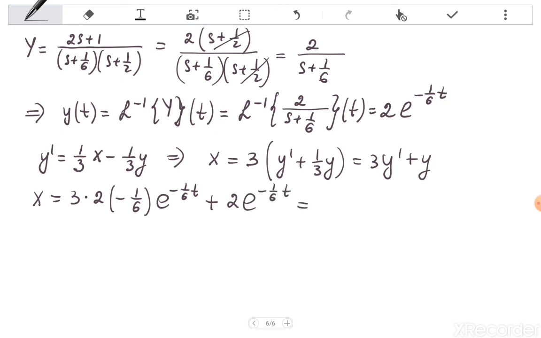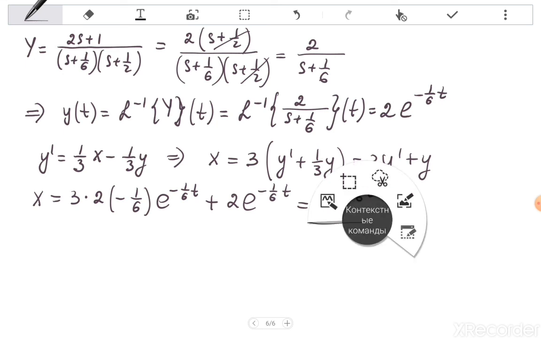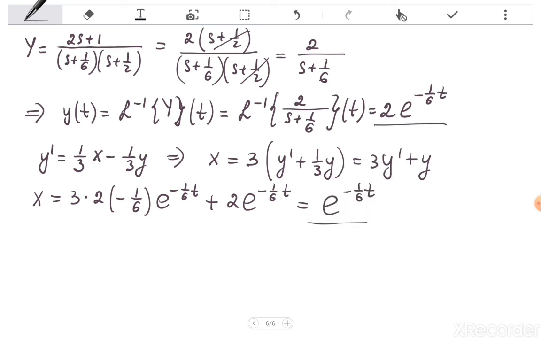So what do we get overall? This is 6 times minus 1 over 6, so just minus 1, plus 2, just 1, e to the minus 1 over 6t. This is the answer for x, and this is the answer for y. So the problem is solved.